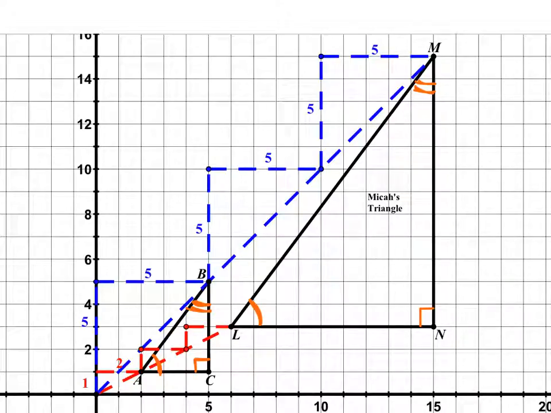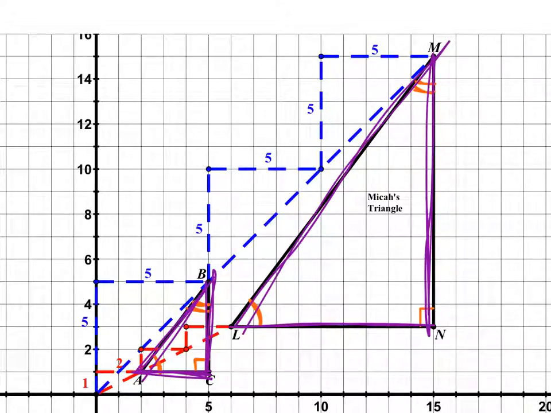All right, to show that the corresponding segments are parallel, AC corresponds with LN. Those are parallel. Same with CB, corresponds with NM. Those are parallel. And then finally, AB and LM are parallel. Same slope for both, or all 3.